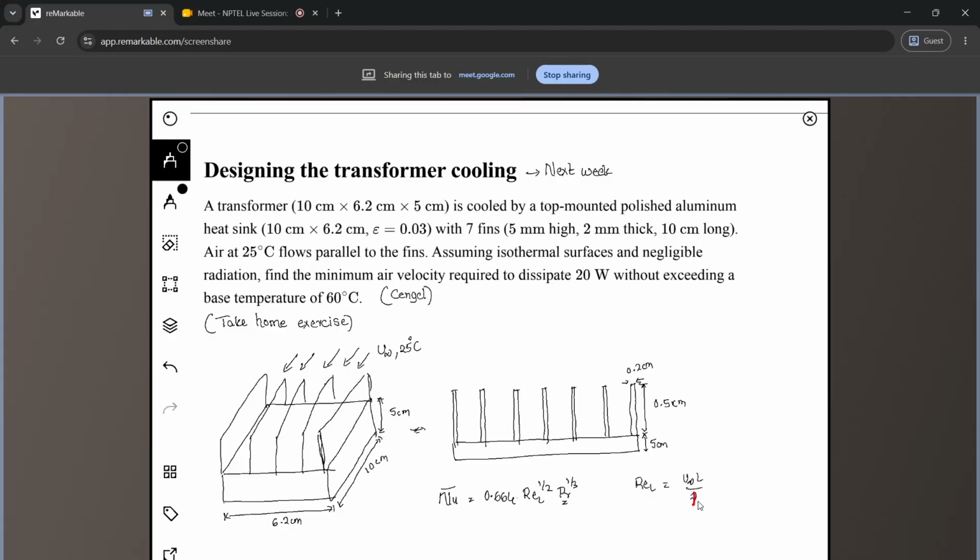Again here the T infinity is given and the wall temperature is also given as 60 Celsius. So the film temperature is straightforward, the average of these two temperatures. You can directly use the relation I gave for viscosity before, and from that you can calculate this new value. Once you have the Reynolds number, you can do it.